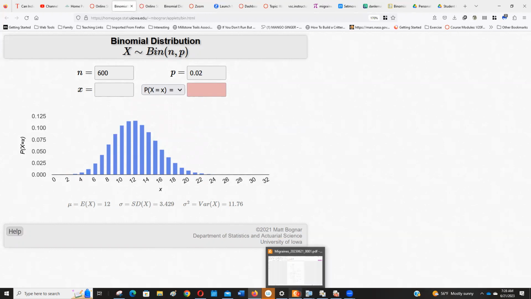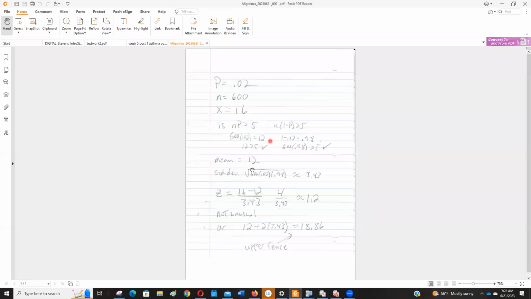So what I did is, what did I do? Okay, so I said there's the mean, n times p, and then n times p times q, where q is 1 minus p, right? And I got that for a standard deviation. Then I just found the z-score for 16, asking whether it would be unusual for 16 people out of 600 to experience weight gain. That came out to a z-score of 1.2.